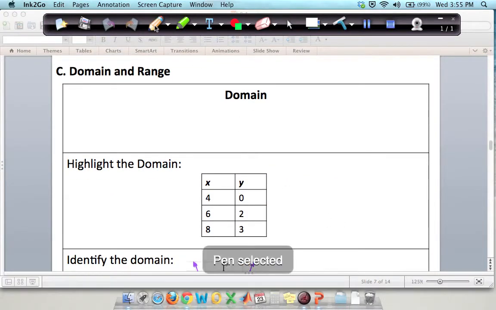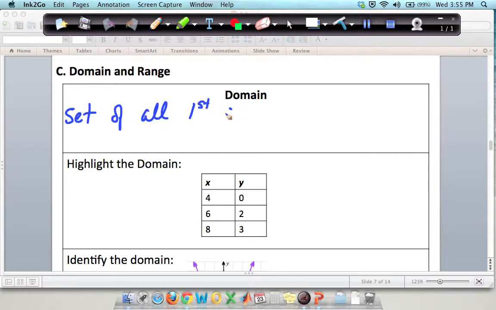Okay, we're going to talk about domain and range. Domain is your set of all first coordinates. So this was the input. So a lot of times, we use the variable x or t for that input. But what first coordinates do you have?